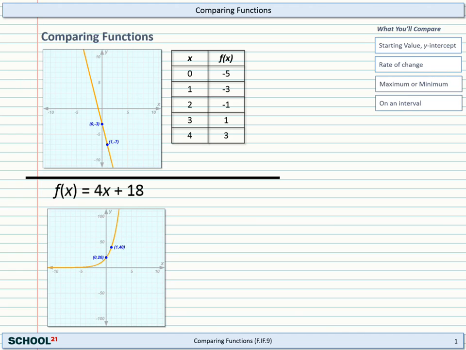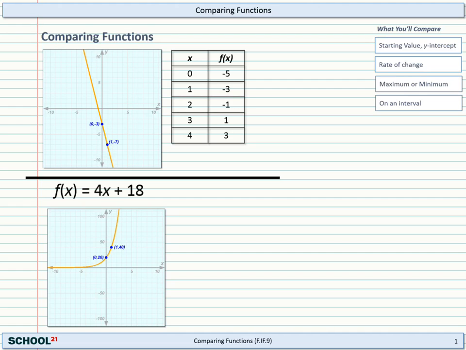For instance, what is the y-intercept of each function? Well, we know in a linear function, the y-intercept is b in mx plus b. So here the value at where x equals 0 is going to be 18. And in the graphed function, we have y equals 20 when x equals 0. So the graphed function here, the exponential function, has the greater y-intercept.